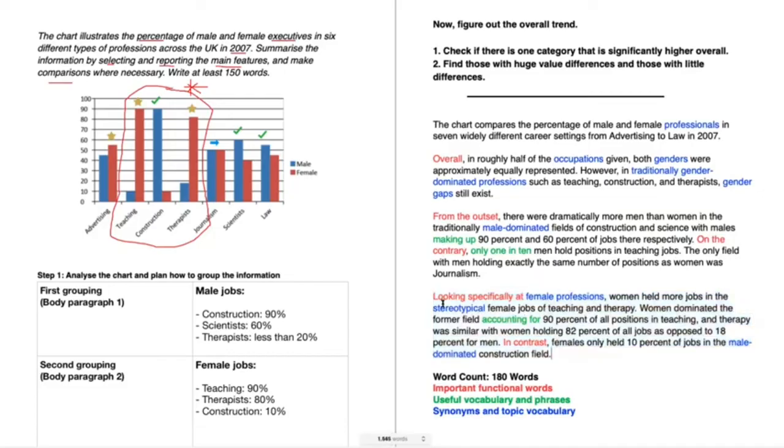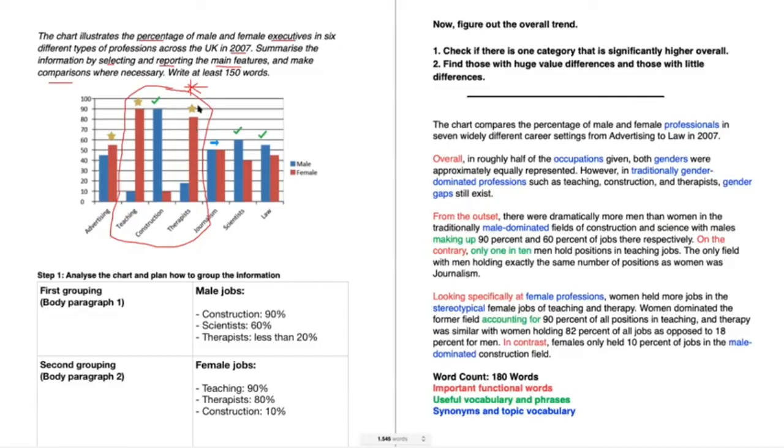Again, we've got "looking specifically at," which is a great functional word to look at detail. Looking specifically at female professions, women held more jobs in the stereotypical female jobs of teaching and therapy. Women dominated the former field, accounting for 90% of all positions. In teaching and therapy was similar, with women holding 82% of all jobs as opposed to 18% of men. "Accounting for" is great, useful vocabulary when it comes to Writing Task 1.